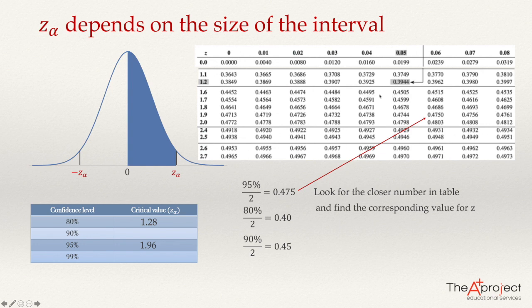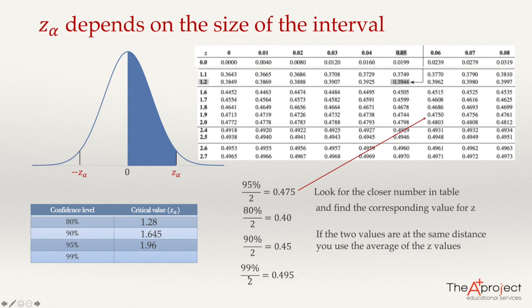When this happens, it's customary to use the average between the two values. For example, here it will be 1.64, and this is 1.65. So in this case, we just add and divide by 2, it will be 1.645. We do this when we know that there are two values equally close to the number we are looking for. So if the two values are at the same distance, you use the average of the z values. So in this case it will be 1.645.